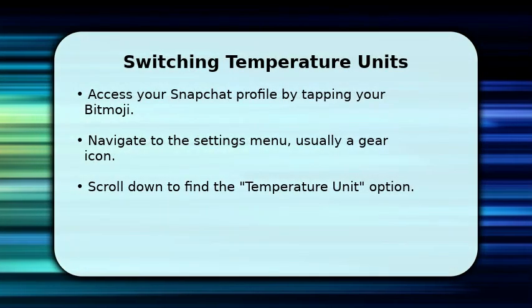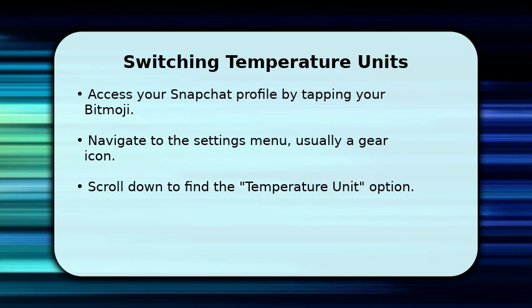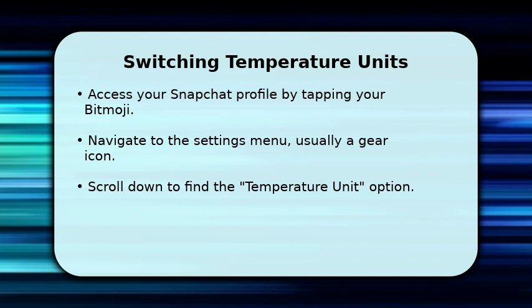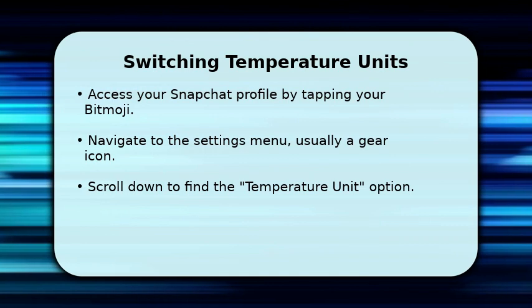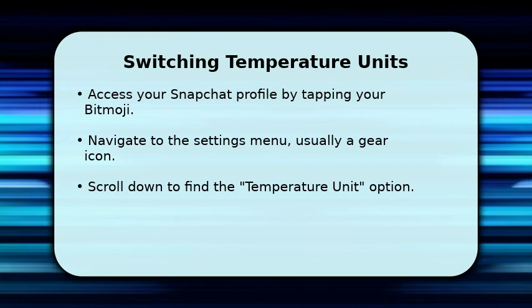To change the unit, access your Snapchat profile by tapping your Bitmoji icon in the top left corner. From your profile screen, navigate to the Settings menu, which is typically represented by a gear icon. Scroll down through the settings options until you locate the temperature unit setting. This is where you will make your selection.